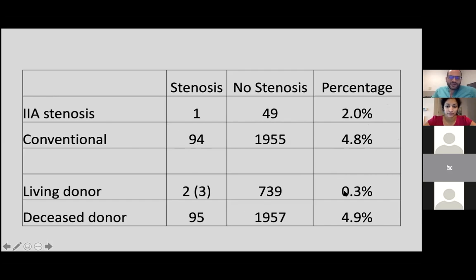For living donors, the rate was really low. There were only 2 real cases of stenosis in living donors, so 2 out of the 739. 3 of them were pre-anastomotic, which has nothing to do with the actual transplanted renal artery. So it's actually 2 out of the 739, or 0.3%, so very, very low. Most of them came from the deceased donor population: 95 out of the 1957.